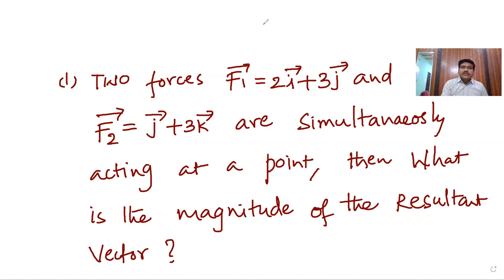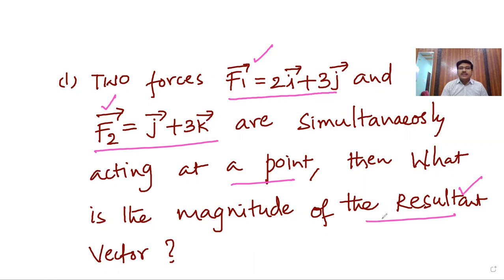Now let us see the contents of the question. The first vector is in the form of a force. Force vector F1 bar is given as 2I plus 3J. The second force vector F2 is J bar plus 3K bar. They are simultaneously acting at a point. Now he asks, what is the magnitude of the resultant? He is interested in the resultant. Let us solve this question first.